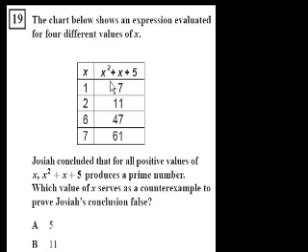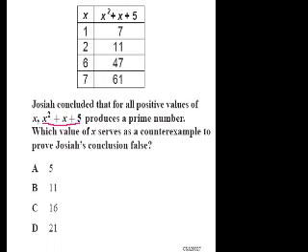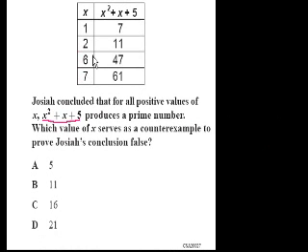When x is equal to 2, then 2 squared plus 2 plus 5 is 11. Fair enough. Josiah, or Hosea, I don't know how to pronounce that, concluded that for all positive values of x, x squared plus x plus 5 produces a prime number. Which value of x serves as a counterexample to prove Josiah's conclusion false? He says that whenever I put any positive number here, I get a prime number here, right? And we have to say which one proves him false.